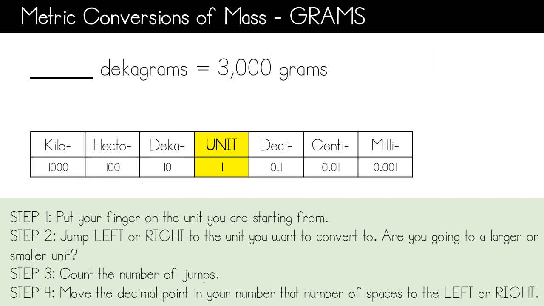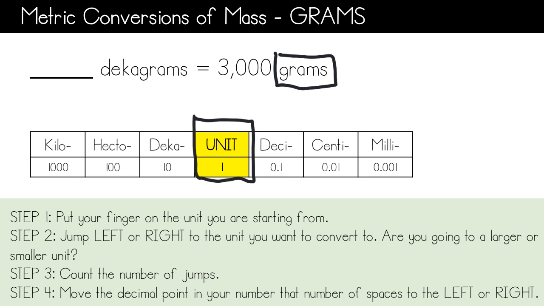Let's look at this one. How many decagrams equals 3,000 grams? Put your finger on the unit you're starting from. We're starting with what we have. We don't know how many decagrams, but we do know how many grams. So grams are our unit. We're going to go ahead and put a box on it.